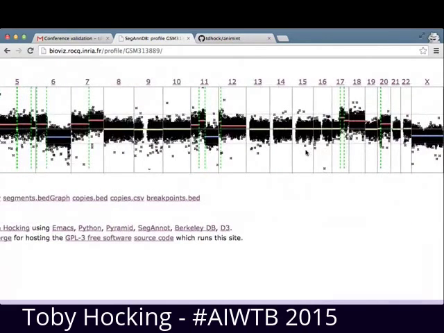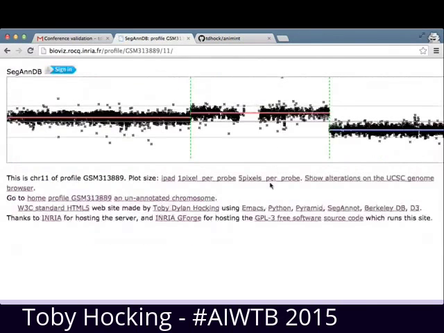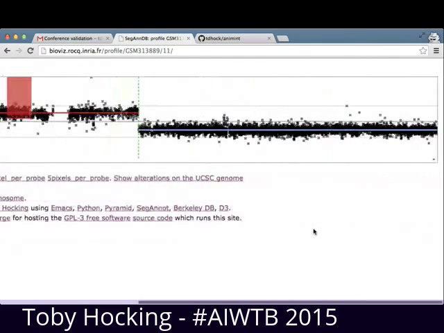Now the machine learning problem is, well, actually on chromosome 11, maybe we can correct. No, this looks fine. It looks like maybe this is a gain, and then maybe you can have two gains, so we call this an amplification.